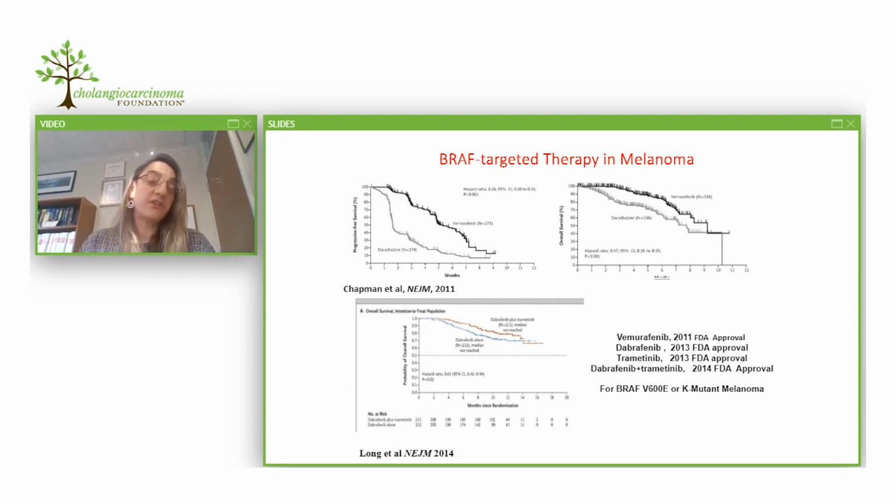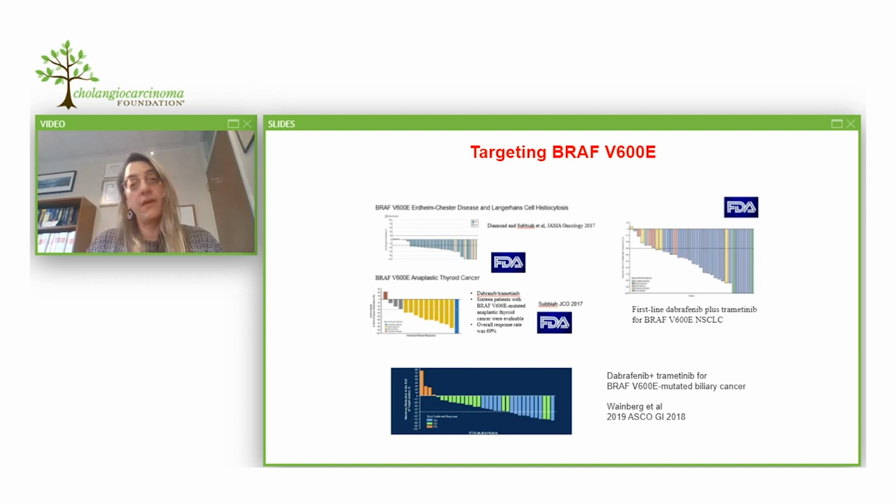Another target that's been interesting is BRAF. As you know, BRAF V600 alterations in melanoma really transformed the outcomes in melanoma patients that have a BRAF V600E mutation, with the approval of first RAF inhibitors, then RAF plus MEK inhibitors. Subsequently, there has been approval of BRAF or RAF plus MEK inhibitors in other disease types, including Erdheim-Chester disease, anaplastic thyroid cancer, as well as BRAF mutant lung cancer.